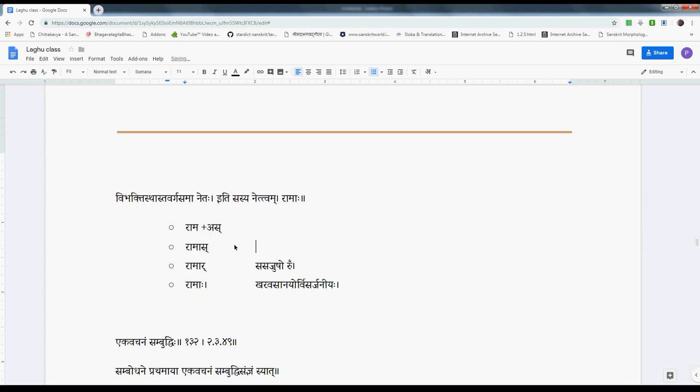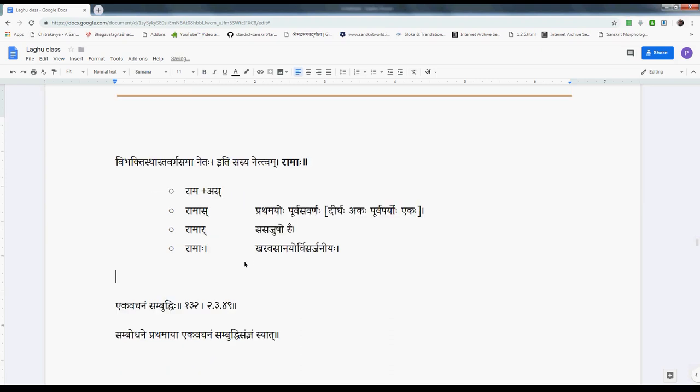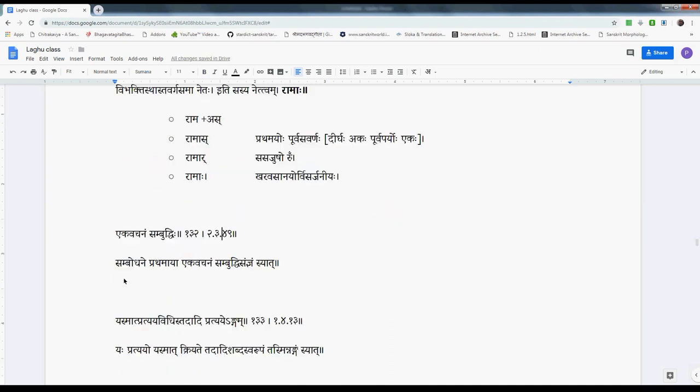Dirgha by Prathamayoho Purva Savarnaha. Dirgha is the Anurti. There is Akaha also. And Purva Parayoho Ekaha. This is what I remember, which we just saw. Thereby Ramas and then Ramar and then Ramaha. So this is the Rupa Siddhi of Ramaha Prathama Bahuvachana. So in 1 hour we have derived two forms. In 45 minutes I'll complete the three forms here.